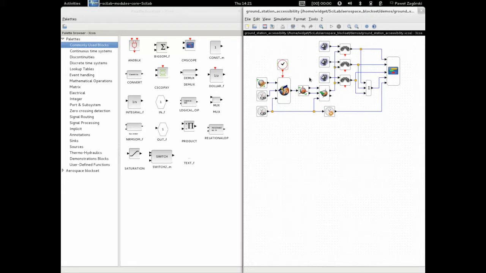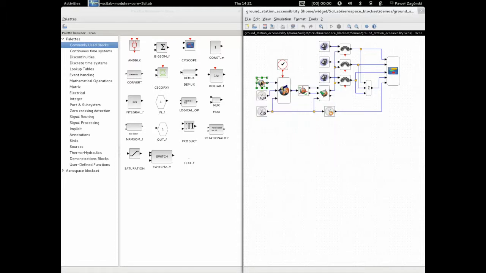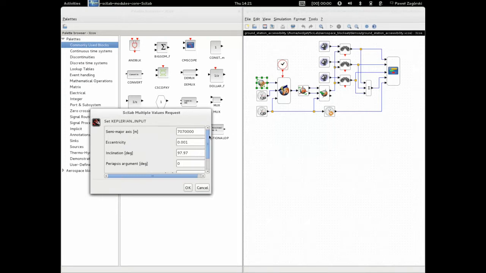The most important part of the simulation is done by the J2 secular propagation block. We can use different propagation blocks available in Aerospace Blockset, but almost all of them will have very similar inputs. This one has, as the first input, a Keplerian argument input, which allows to input satellite initial position in a Keplerian reference frame.